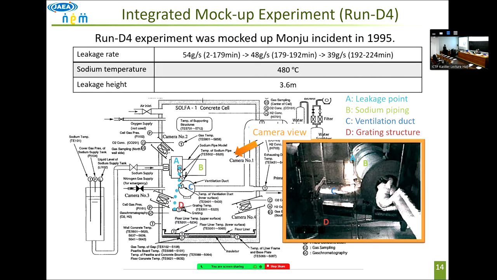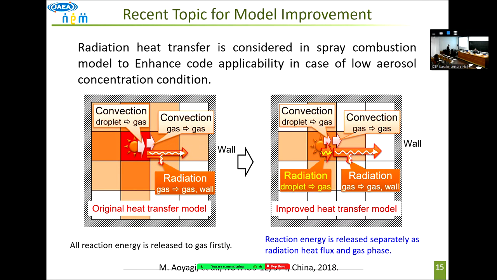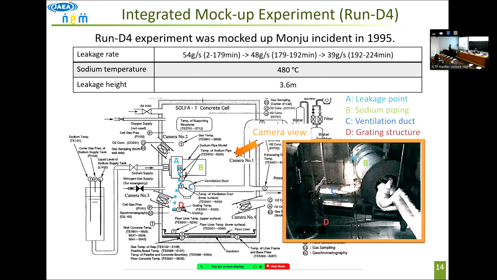And the other experiment is the integrated mock-up one, and this mock-up re-simulates the Monju incident that occurred in 1995. And actually, you will see the beginning of the leakage, and there are many obstacles here, and the leakage took place there, dropped fast and collided with another obstacle and spread, or something like that. And this structure is truly mocked up from Monju. Takara-san, excuse me, maybe you can explain what the Monju accident is, because some people here were born after, so just a few words, and why it's important.